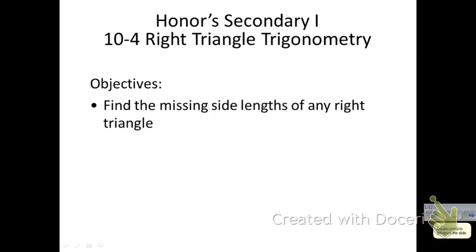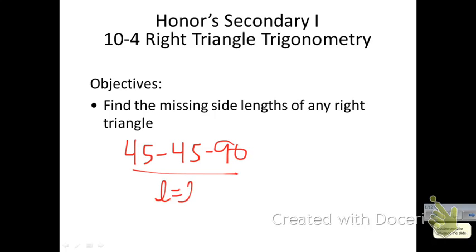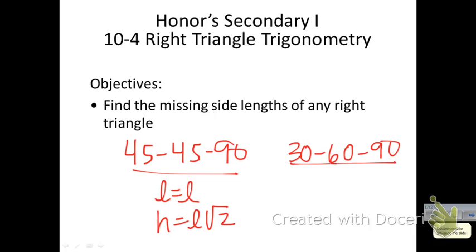Hey, today we talked about using right triangle trigonometry to find the missing side lengths of any right triangle. We went over our 45-45-90 triangles, and we have the two formulas: leg equals leg, and hypotenuse equals leg root 2. Then we talked about our 30-60-90s, where the hypotenuse equals short leg times 2, and the long leg equals the short leg root 3.